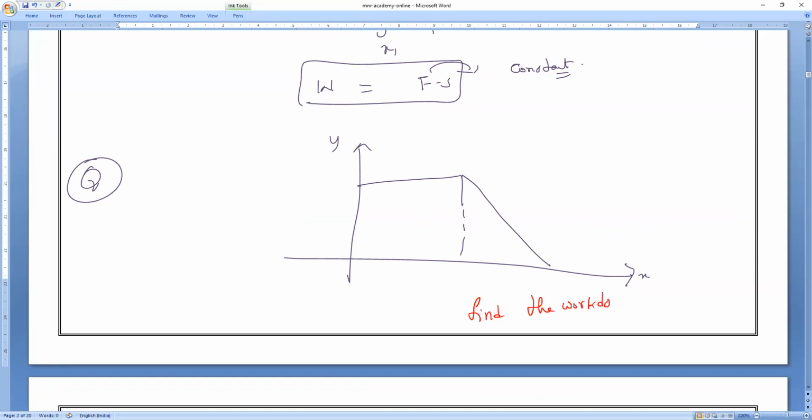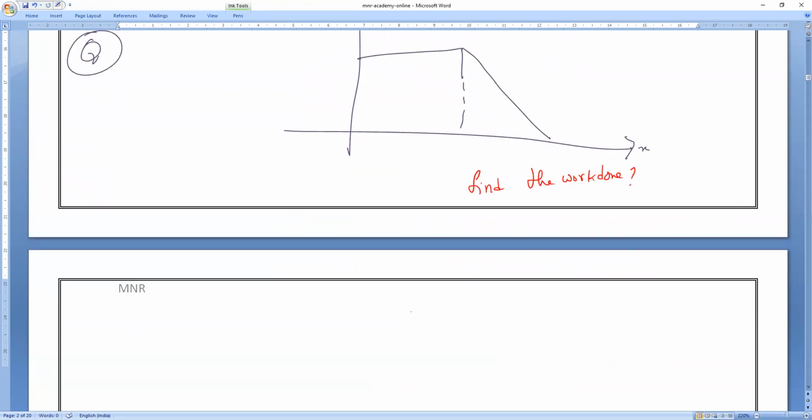So finding the work done means, how can we find it, everybody? Area under the graph. Work done is equal to the area under the graph. So what is the area under this graph? Check it, everybody. This one is a rectangle, and this one is a triangle.